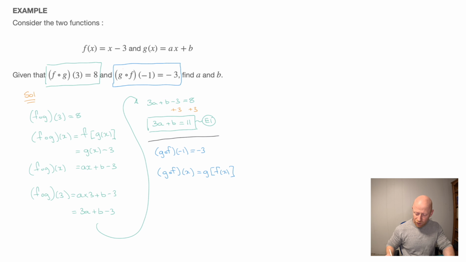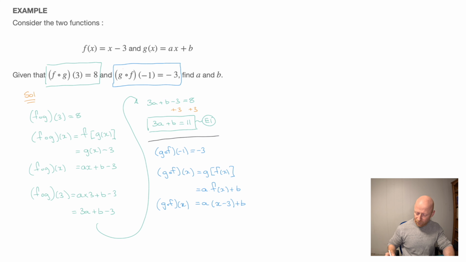And now to find an expression for g of f of x, all we have to do is copy the function we have here, g of x, but replace the x that we see here by f of x. So that would be a times f of x plus b. And now since f of x is just x minus 3, we can go ahead and write this as equal to a times, in parentheses, x minus 3, plus b. And that's our expression for g of f of x.